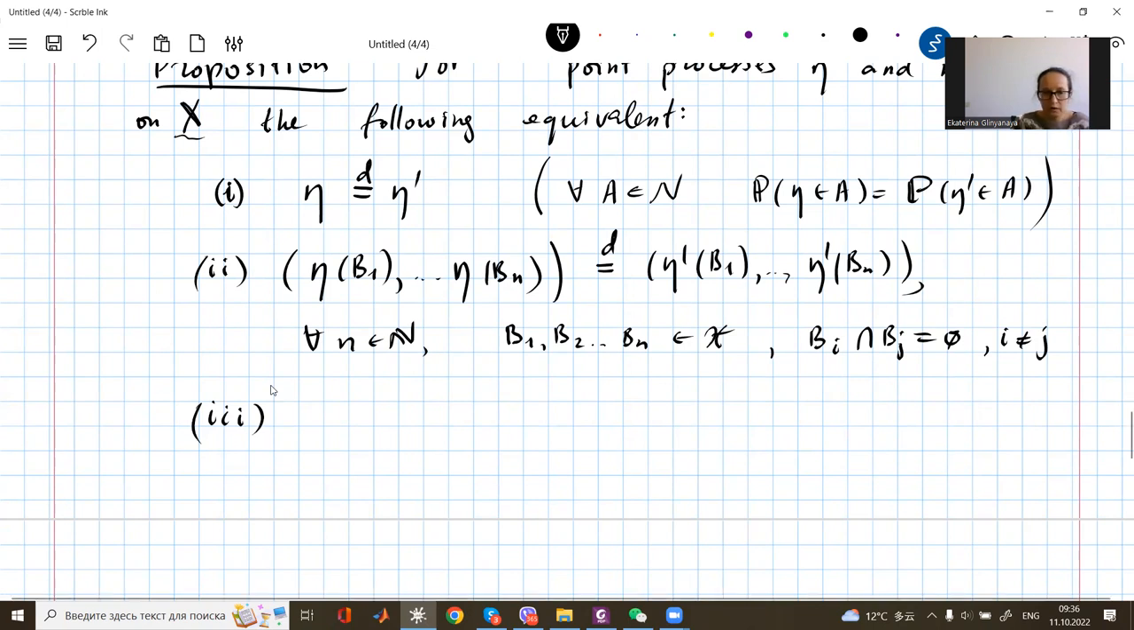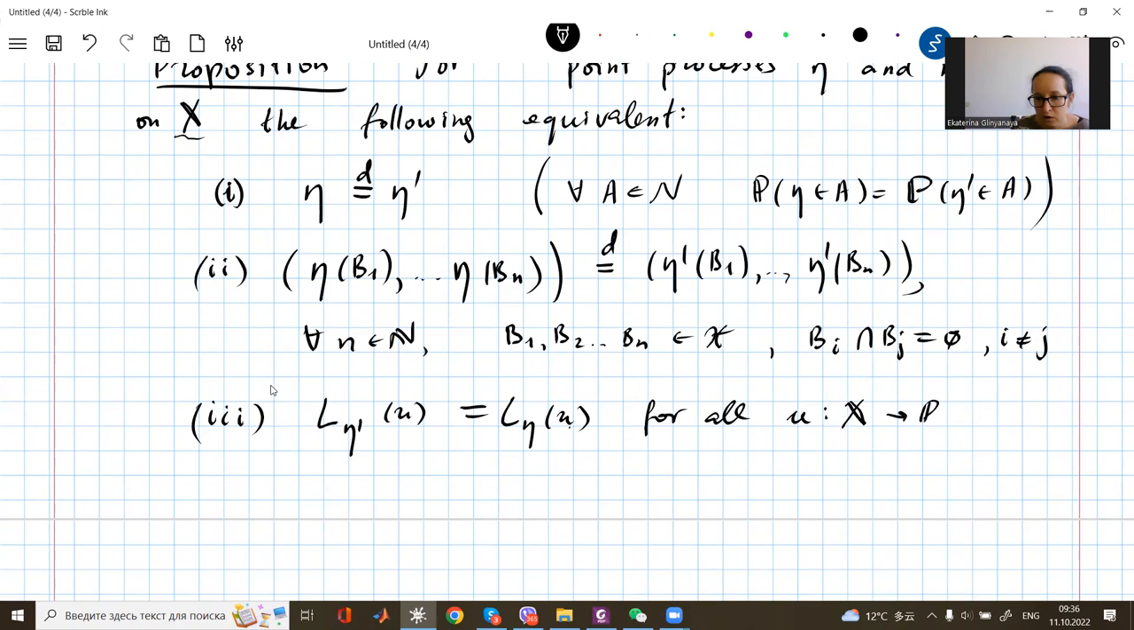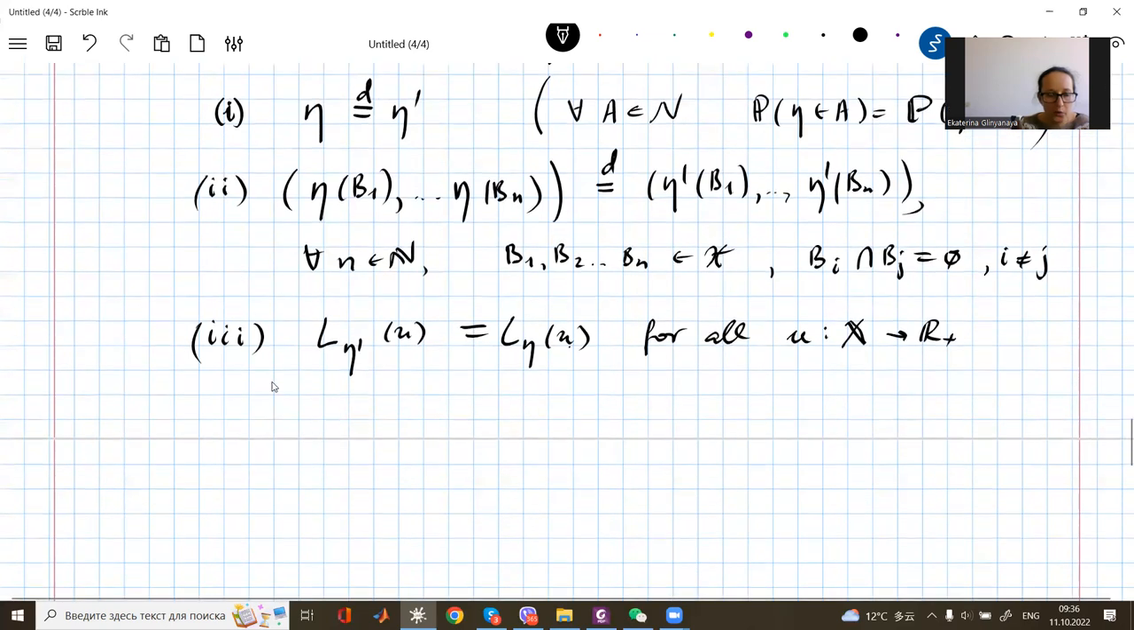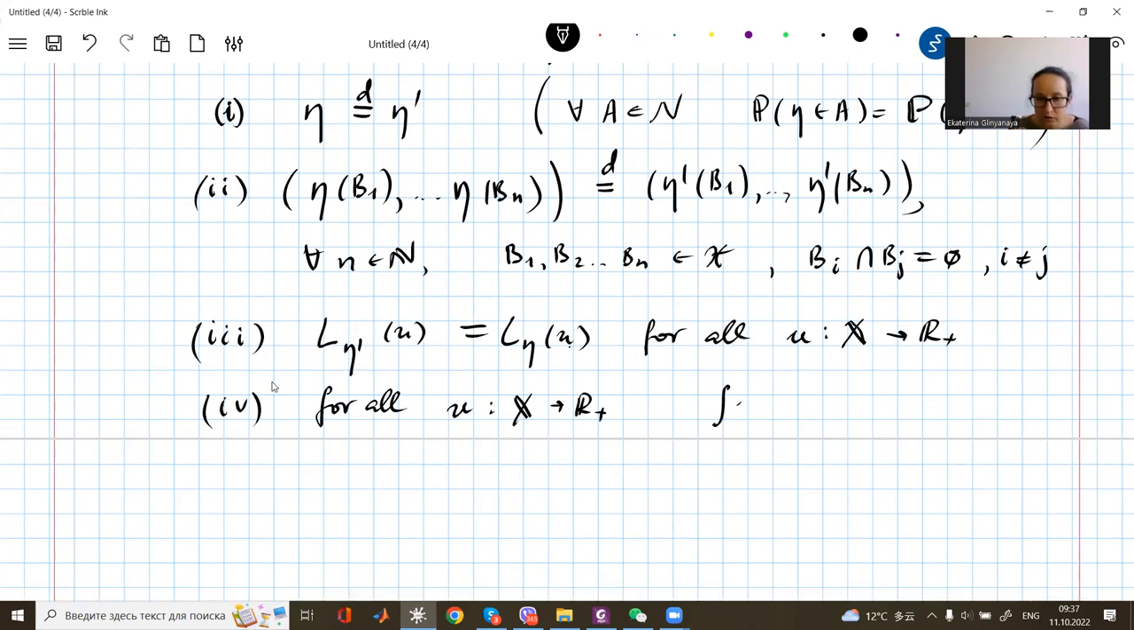If I want to try equivalence, now let us write that we suppose the Laplace functionals are equal for all functions u from X to R plus. And here we will have one more condition that we can check: for all functions from X to R plus, I will have the equality in distribution of the integrals, the integral of u(x) dx is equal in distribution to the integral of u(x) dx' .